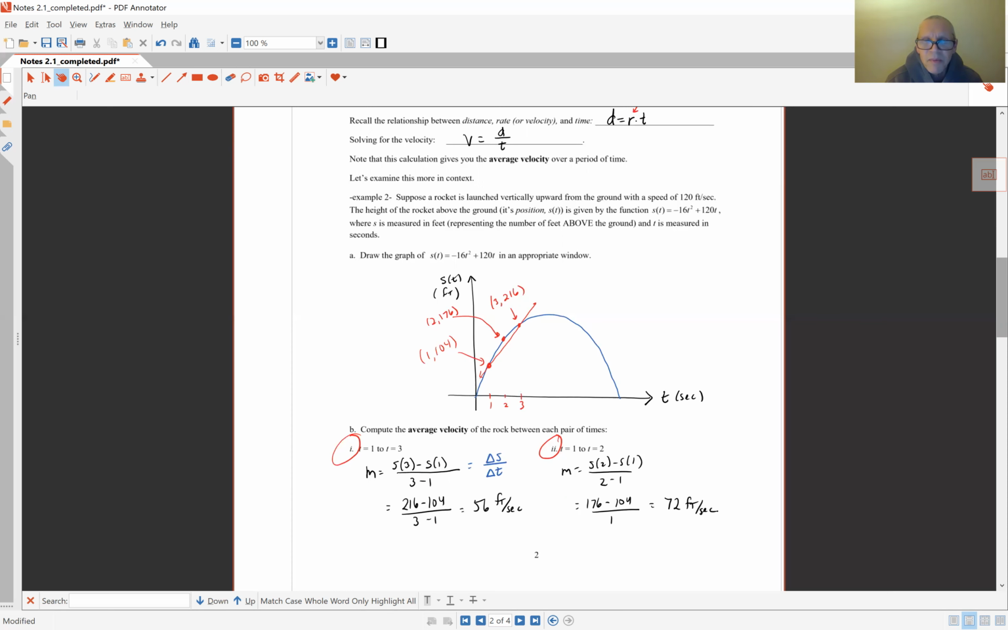Well, s of 2 turns out to be 176 feet. s of 1 is 104 feet. So in 2 seconds you've traveled 176 feet, and in 1 second you've traveled 104 feet. Take their difference, and the difference in the t's is 1. So the average velocity from time equals 1 to time equals 2 seconds is 72 feet per second.